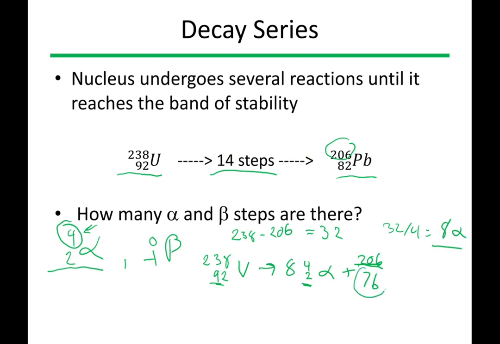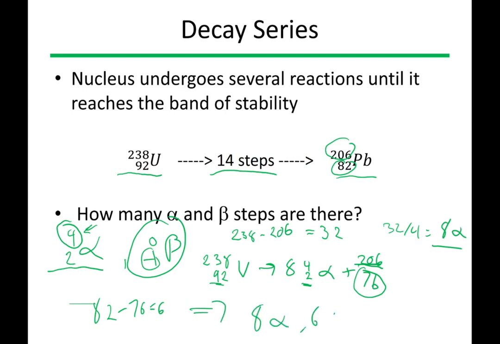In order to make this 82, we can do the beta decay. That'll only change the Z. And we see that we need to increase it by 6. And we can see each one of these betas is going to be plus 1. So this gives us 8 alpha decays and 6 beta steps to get to this product.